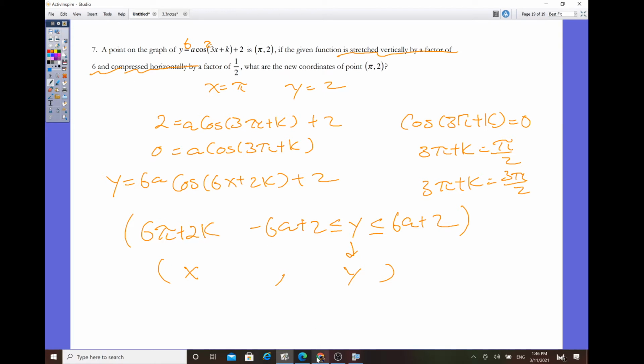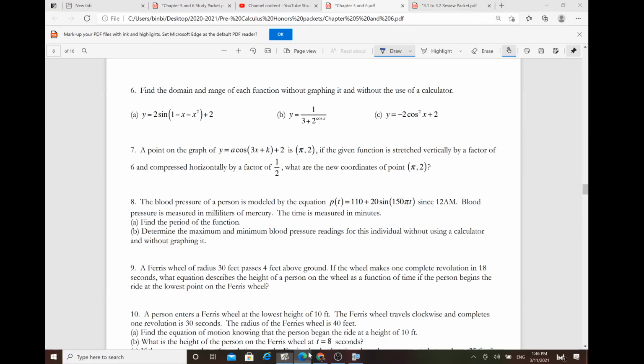Now let's see what else we have for the rest of this. For number 8, the word problem: the blood pressure of a person is modeled by the equation P of t equals 110 plus 20 times sine of 150 pi t, since 12 a.m. So the initial time started off at midnight. Blood pressure is measured in millimeters of mercury, and the time is measured in minutes.